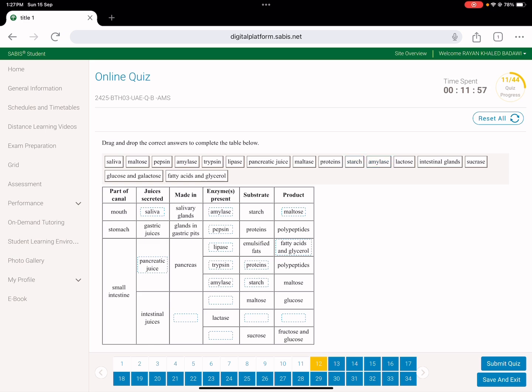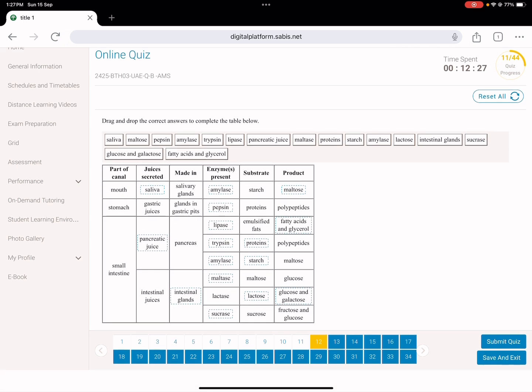And finally, we have the enzymes in the small intestine. They're made by, or released by, intestinal glands. And some examples are lactase, sucrase, and maltase. Of course, maltase breaks down maltose into glucose. Lactase breaks down lactose into glucose and galactose. And finally, sucrase breaks down sucrose into fructose and glucose. So where's sucrase? Sucrase is right there. Perfect.